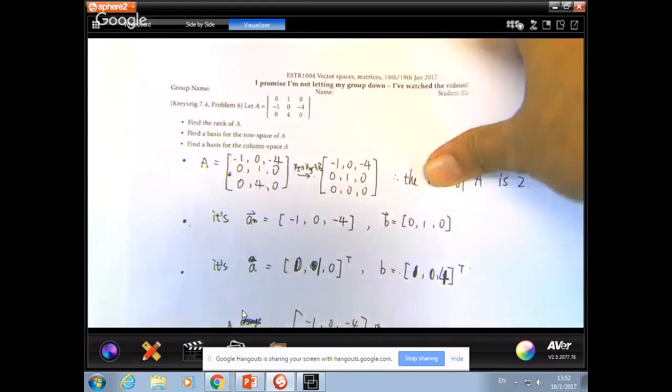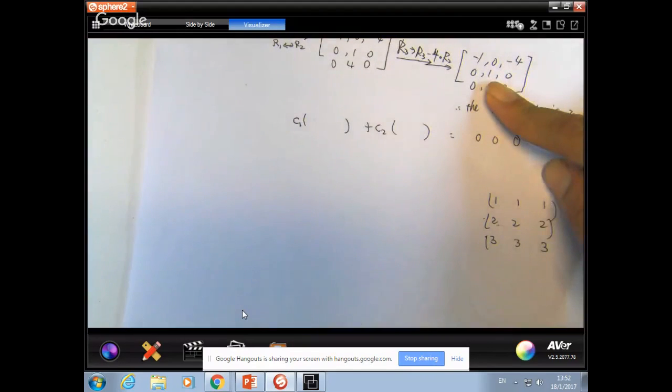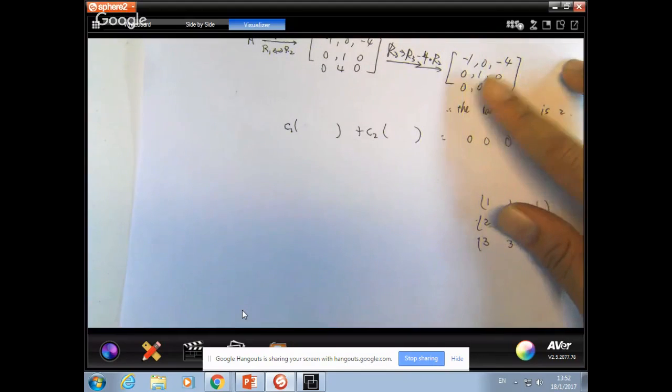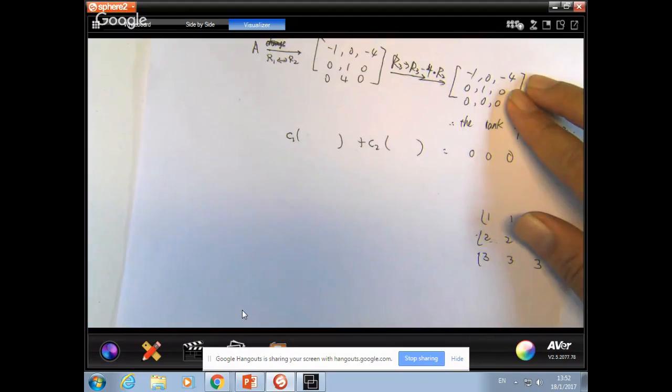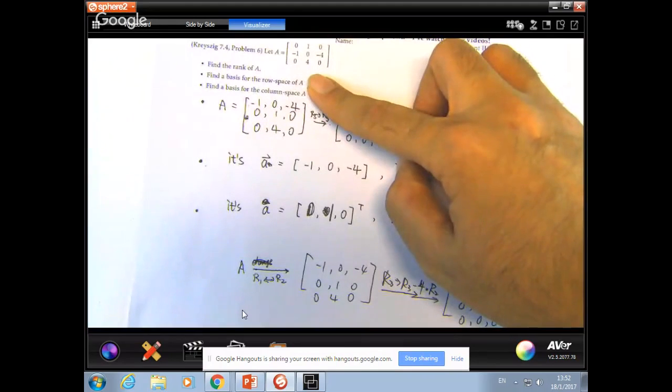To find the rank of A, you have to get it in row reduced echelon form, and this is already in row reduced echelon form. There are two rows, and therefore the rank of this matrix is indeed 2. So that's the rank. Next, we asked you to find a basis for the row space of this matrix.